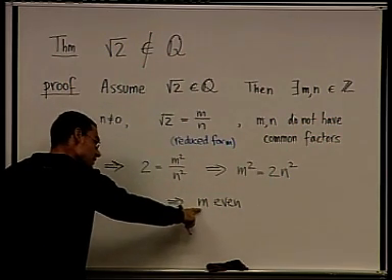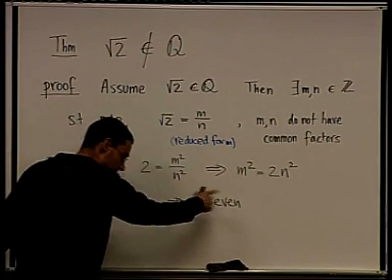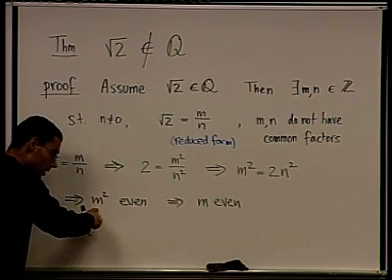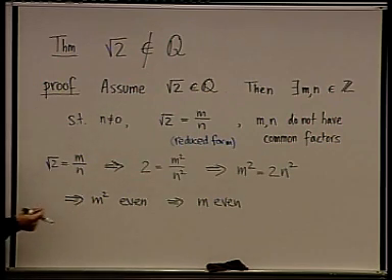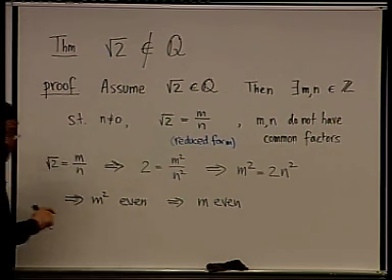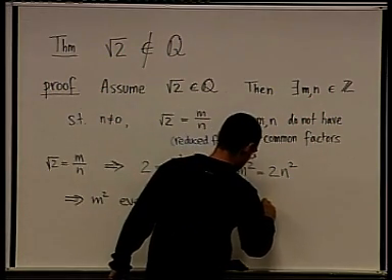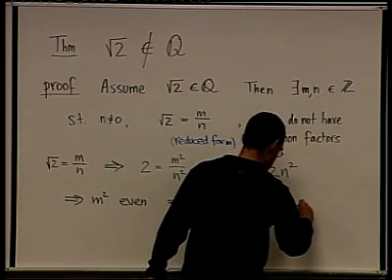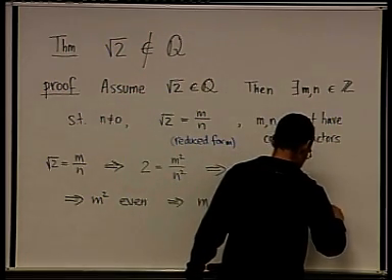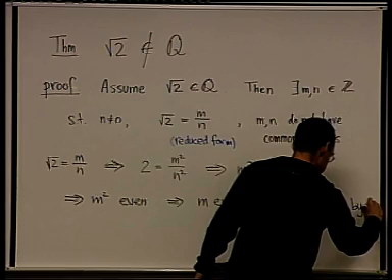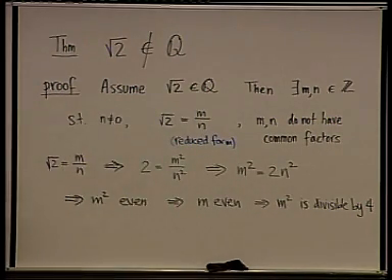But if m is even, that means that m is 2 times something, right? m has a factor of 2 in it. Then m squared already has a factor of 4 in it. It can be divided by 4. Do you agree? So m squared is divisible by 4. Do you agree? Yes. Okay.